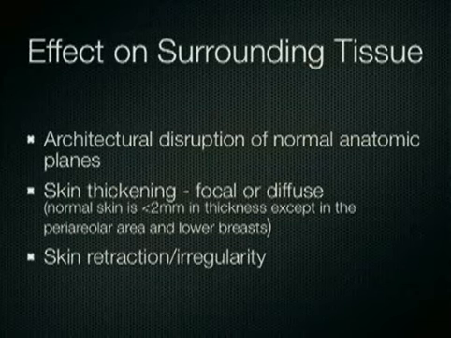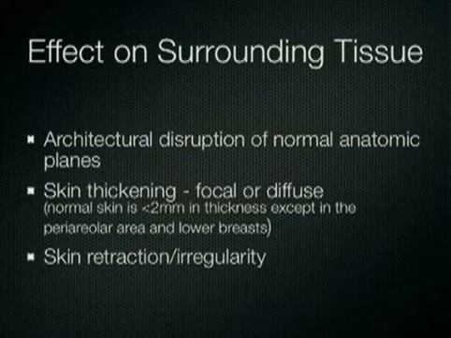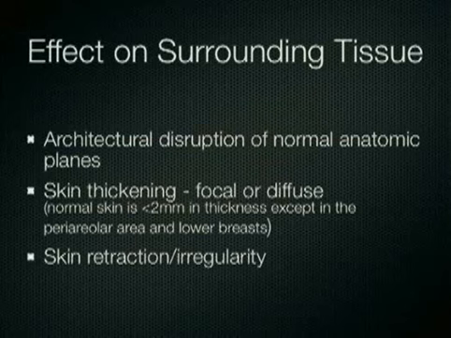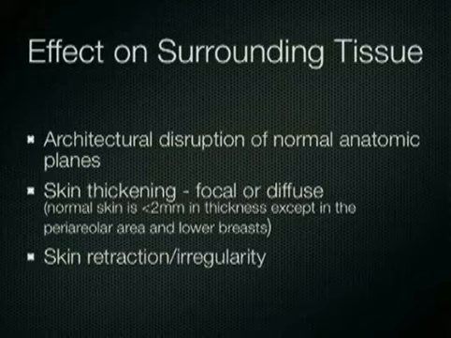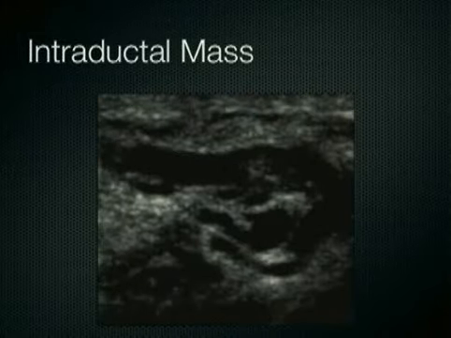Architectural disruption of normal anatomic planes is often seen with cancers, and occasionally skin thickening, either focal or diffuse, indicated by thickness of skin greater than 2 millimeters, except in the periareolar area, as well as occasional skin retraction and irregularity. Here, an intraductal mass, an intraductal papilloma, is seen within a dilated duct.